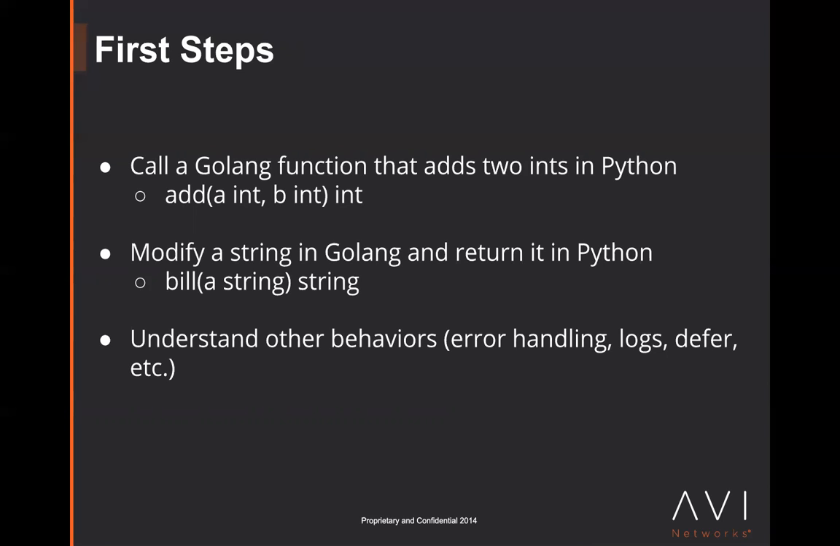The next function was where things got a little more tricky. We have this function named bill, which takes a string, and it just says "bill says" then whatever the string is. This is where we kind of opened a can of worms and dug into all these C types, and we realized, okay, this gets a little bit deeper than just calling a function. You have to convert these types. And then the other steps were understanding behaviors that are exclusive to Go and are not there in Python, like defer and other error handling that we do in Go.